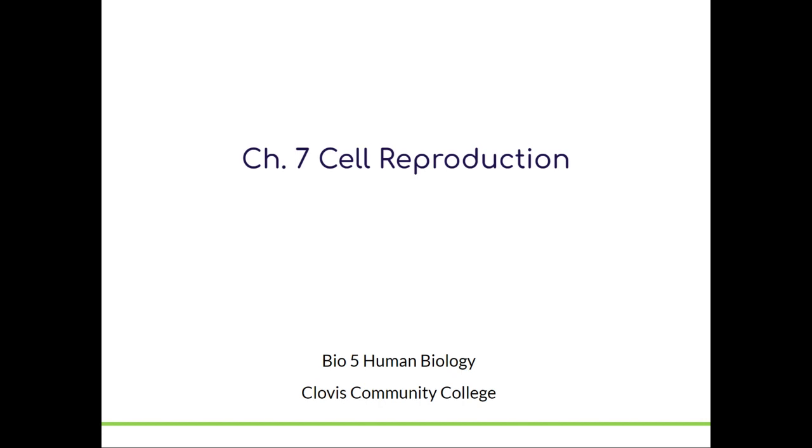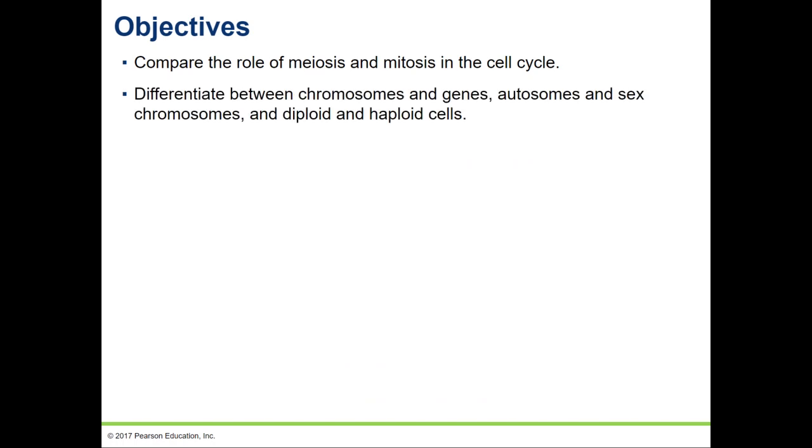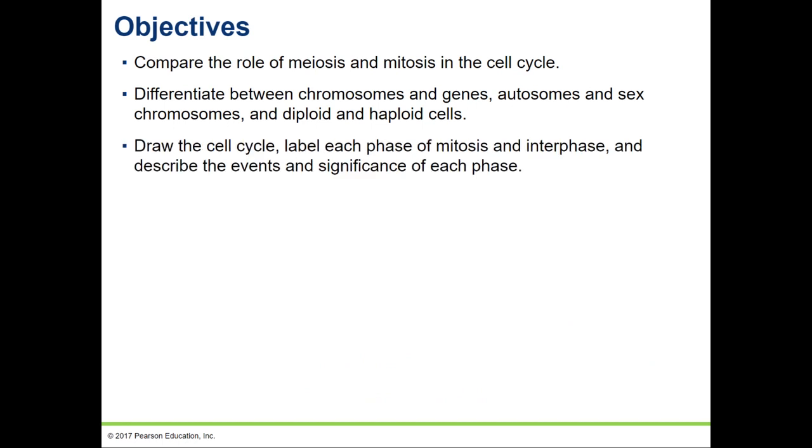In Chapter 7, we're going to look at cell reproduction. Remember mitosis, or how cells actually duplicate themselves. So, the objectives today are to look at the role of mitosis and meiosis in the normal life of a cell. We're going to differentiate between chromosomes and genes, autosomes and sex chromosomes, diploid and haploid cells.